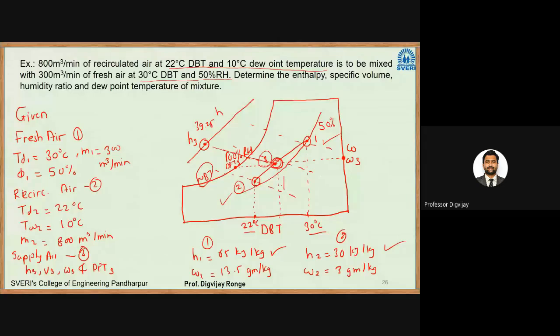If I go in downward direction vertically, I will get a dry bulb temperature. If I go in horizontal direction, I will get a specific humidity. If I go in horizontal direction in the back, I will get dew point temperature. And if I follow this inclined line, here I will get a wet bulb temperature. Okay, so this is how you read the psychrometric chart and solve the numericals. Okay, so I hope the concept about adiabatic mixing I have cleared.